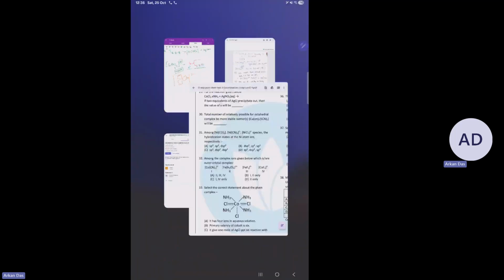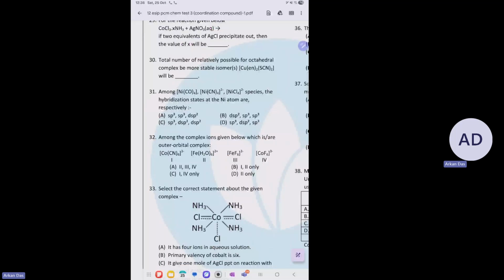Among all of them, we will find only one is having CN, which will definitely make it an inner orbital complex. Other than that, all of them will be giving us outer orbital complexes. So the answer is 2, 3, and 4.